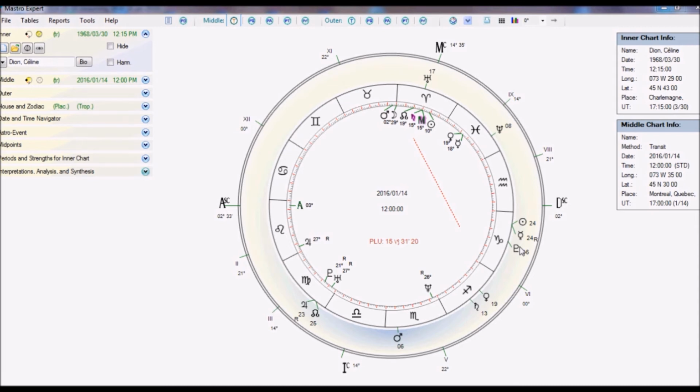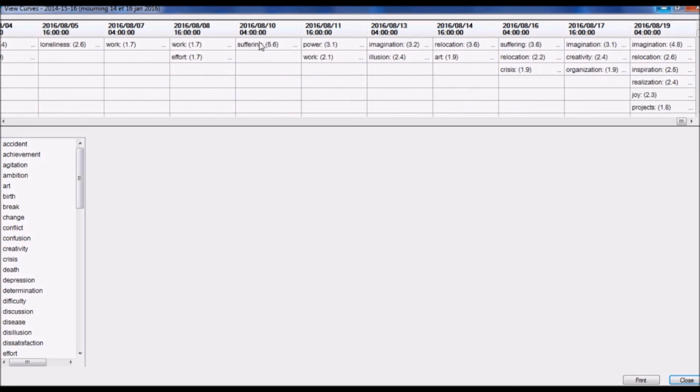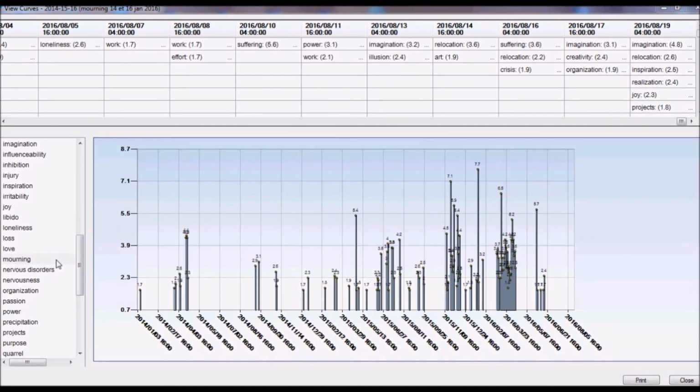Mastro Expert has a technique to do this, a natural technique that is based on the transits. When I say transits, I mean the transits of aspects and the transits of midpoints also. Look here, I had the transits every day from 2014 to 2016. In the upper part of the screen, we have a sort of agenda. In the case of Céline Dion, the first word we would be inclined to look at is mourning. So I click on mourning and the graph will appear. Only the highest peaks interest us, especially here, the highest one. Let's see.